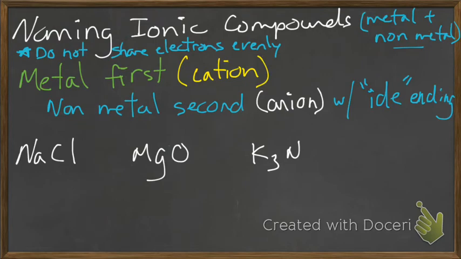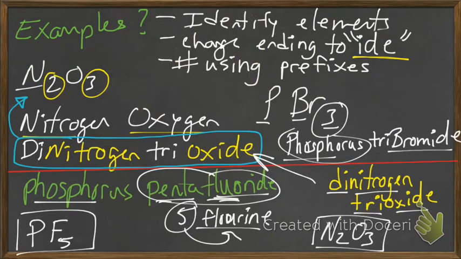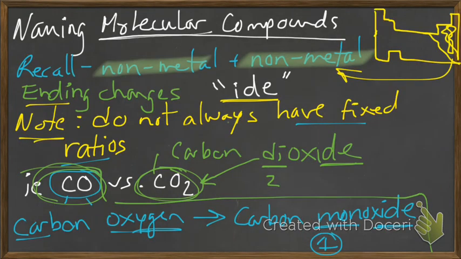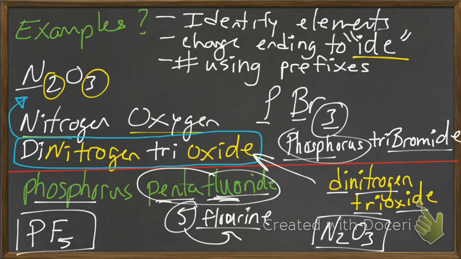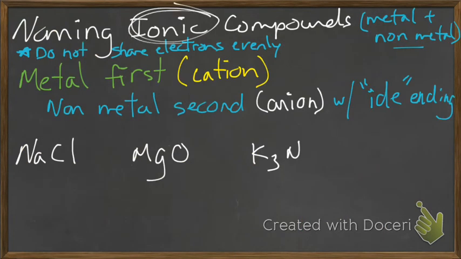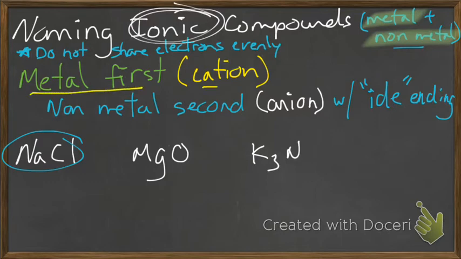Okay, naming ionic compounds now. Keep in mind these were all molecular. Now we're going to look at ionic. This does not use prefixes. Also want to keep in mind this is a metal plus a non-metal. Okay, the example I always go to is NaCl. This is table salt. What we're going to want to do is name the metal first. Okay, this is our cation.